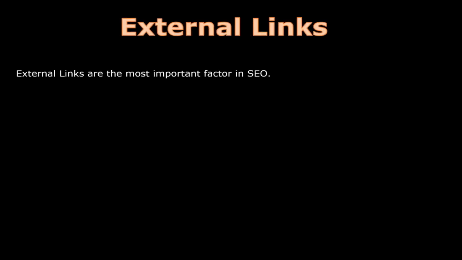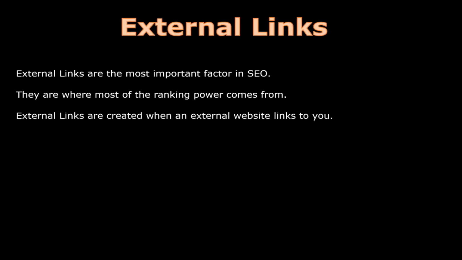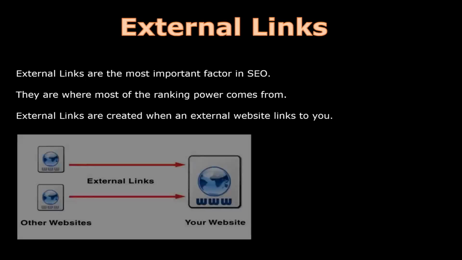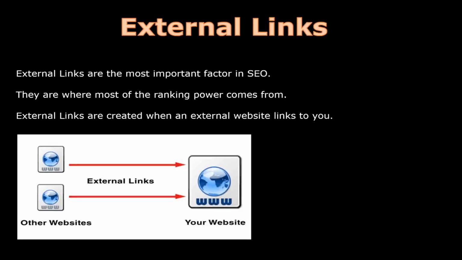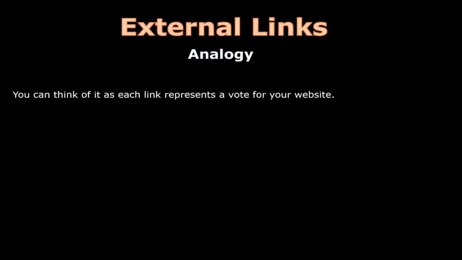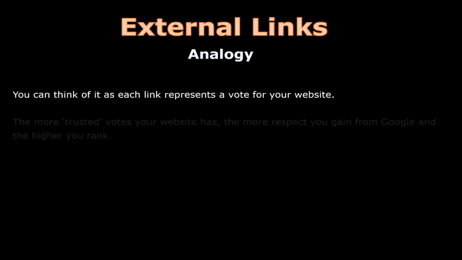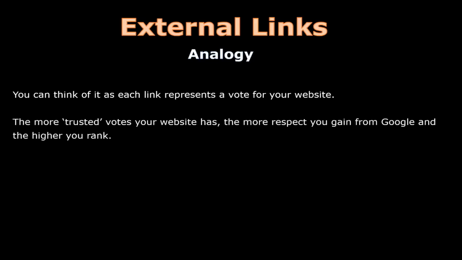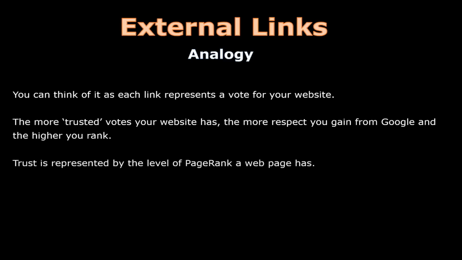External links. External links are the most important factor in SEO. They are where most of the ranking power comes from. External links are created when an external website links to you. Here's an example. To help you understand how external links work, you can think of it as each link represents a vote for your website. The more trusted votes your website has, the more respect you gain from Google and the higher you rank. Trust is represented by the level of PageRank a web page has.